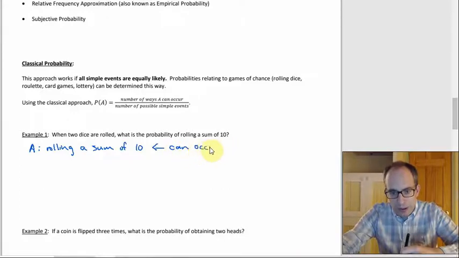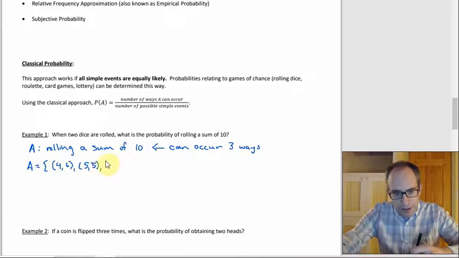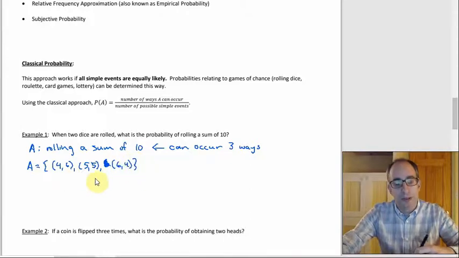So this can occur 3 ways. So then if we were going to write this as a set, and this is just from before, we'd have (4, 6), (5, 5), and (6, 4). Oops, I forgot the left parenthesis. There. And these are the simple events.